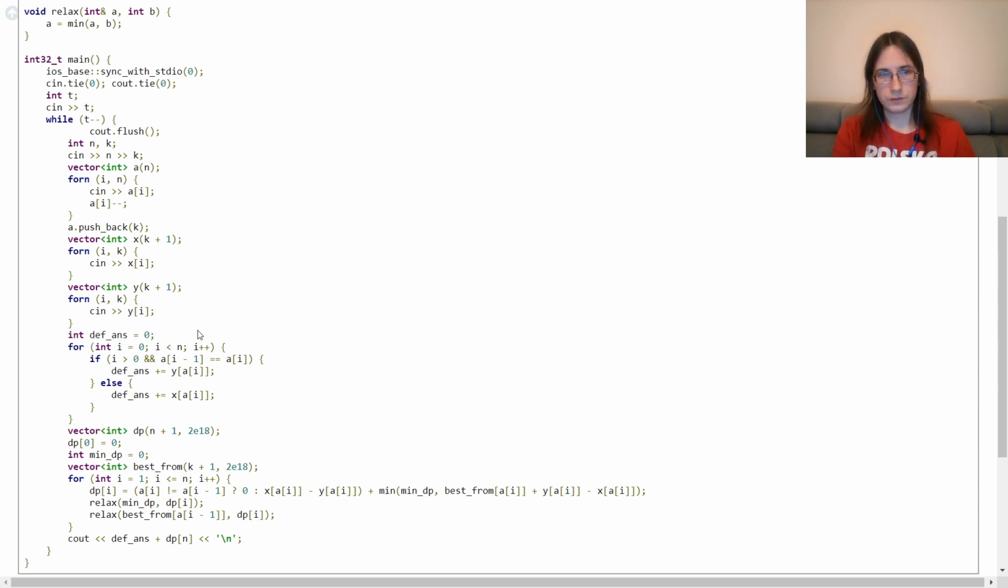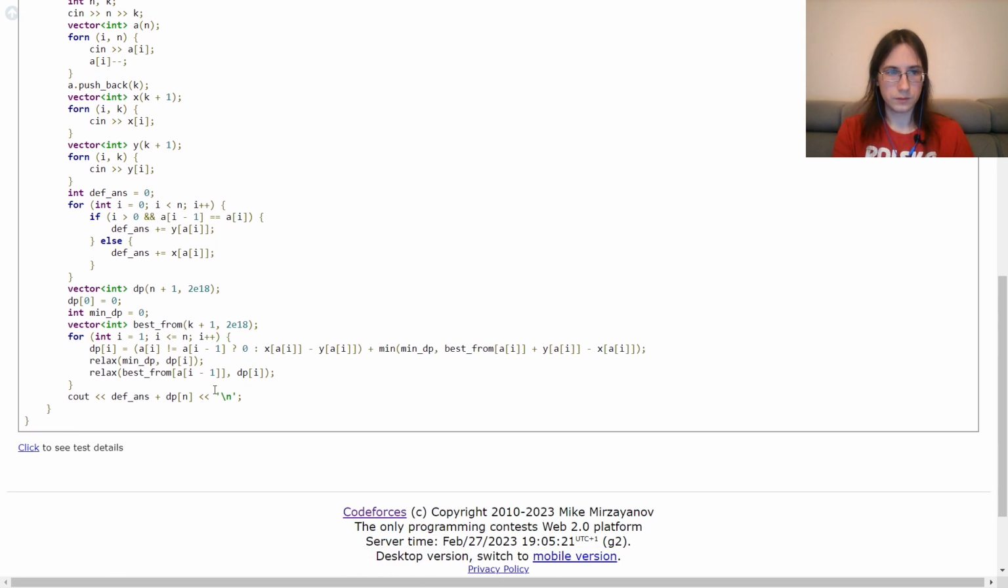Default answer. Default answer is for every element from 0 to n. If there exists a previous element and it's equal to our element, we pay the low price for this element. Otherwise, we pay the high price for this element. Default answer is when we put everything into one sequence.